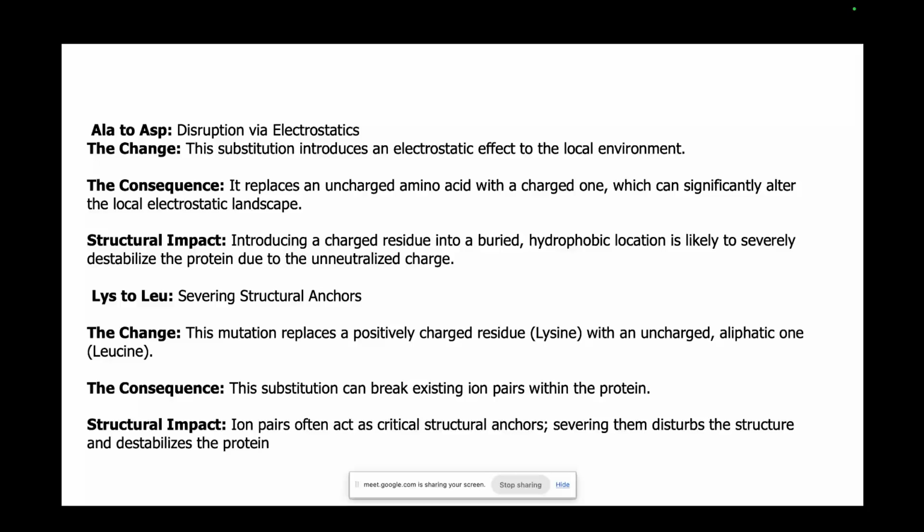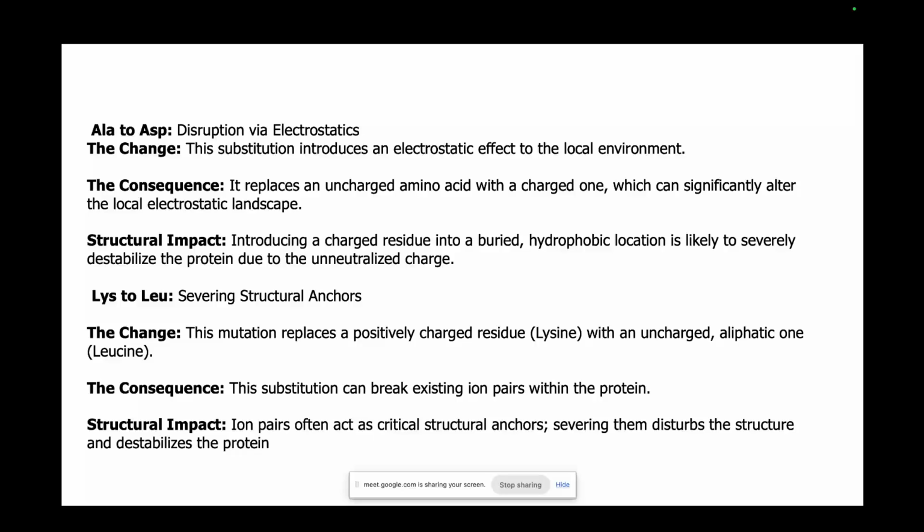And it can also change the structural integrity, because in a hydrophobic location where it is very important for the protein to fold, if you introduce a charged amino acid there, it is not going to fold or function properly.